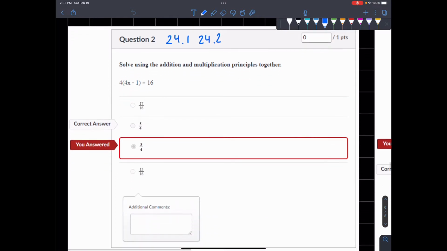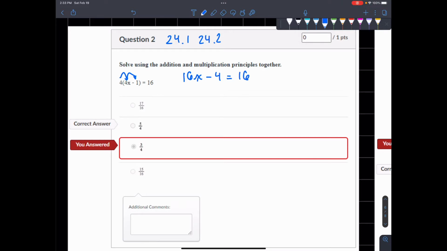Without further ado, this is question 2, 24.1, 24.2. Solve using the addition and multiplication principles together. What we've got to do is bring this 4 within the brackets, first thing I see. So we are going to get 16x minus 4 is equal to 16.